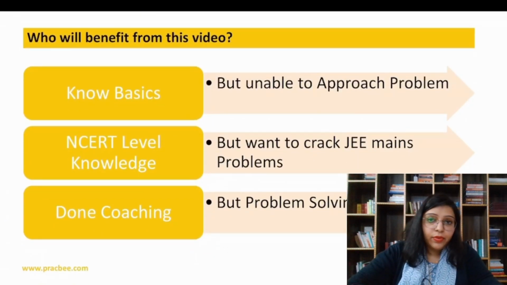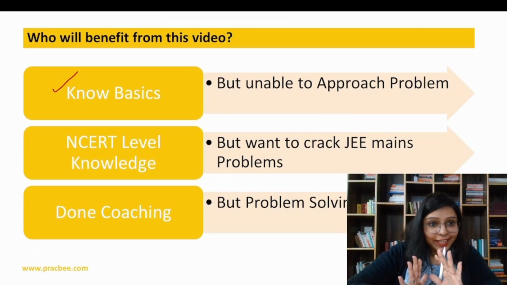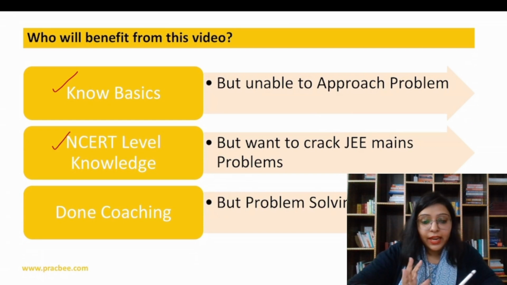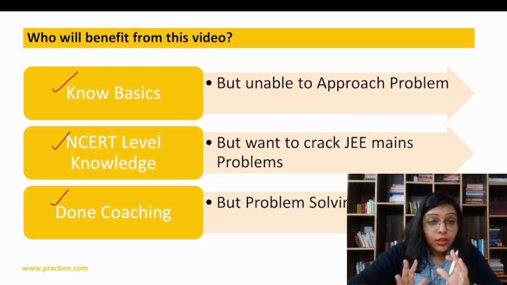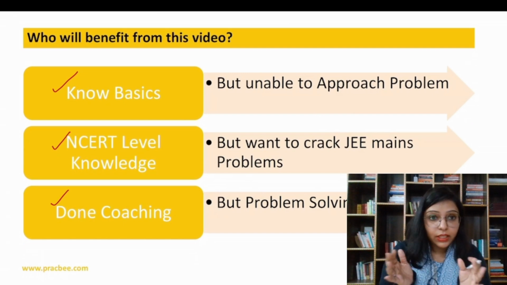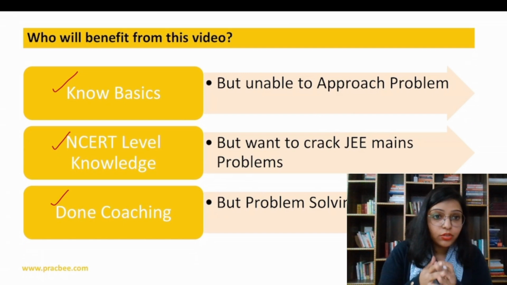Next, who will benefit from this video? Those who know the basics. NCERT reactions should be clear, right? But they don't know how to solve the questions. They have NCERT level knowledge and have taken coaching somewhere so that they have all the notes with them, right? They have all the reactions, because there are so many reactions which are not in the NCERT also. So it means you have to revise your coaching notes very well, right? You have to understand the concept of GOC and reaction mechanism very well.